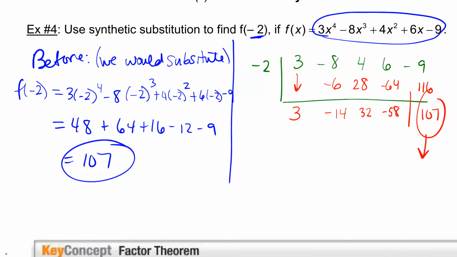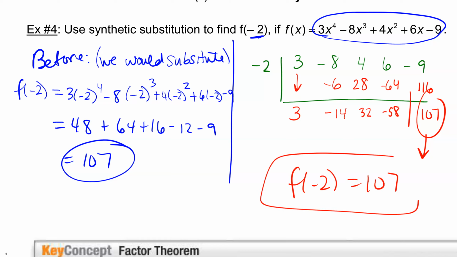No surprise, our remainder is 107. Literally what that means is f of -2 is 107. So, synthetic substitution: instead of just substituting straight into the function, you use synthetic division, and the remainder is the function value. There's a problem just like this on your quiz. You use synthetic substitution to find the value. When I ask you that question, do not give me the quotient. Give me the value of the function.